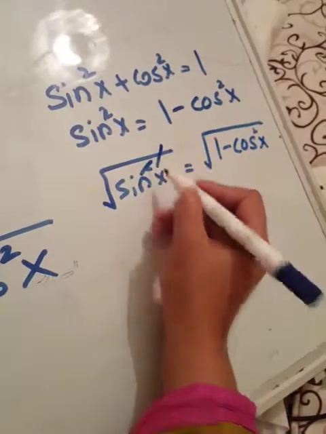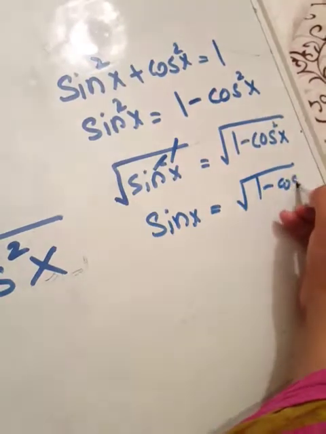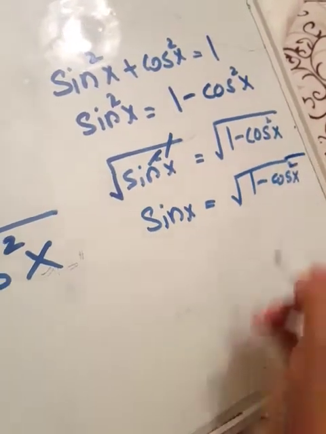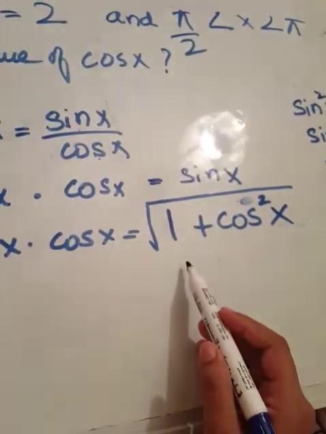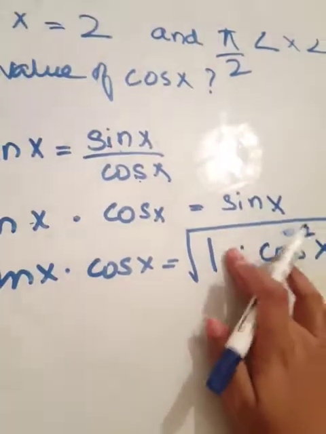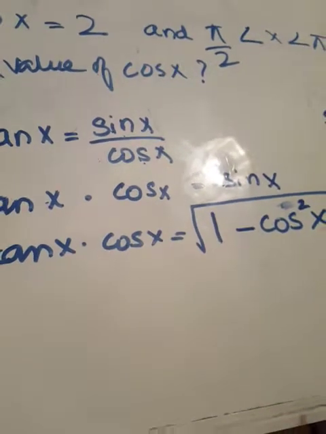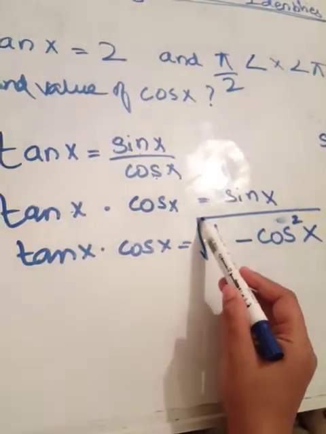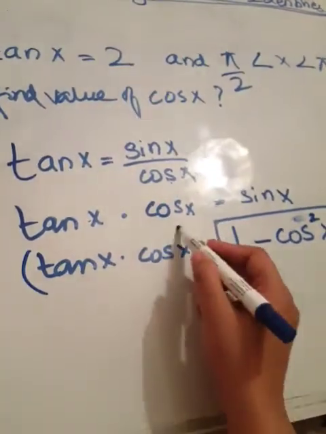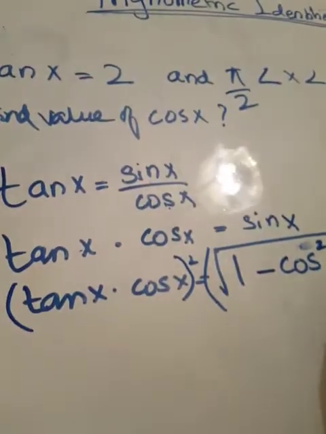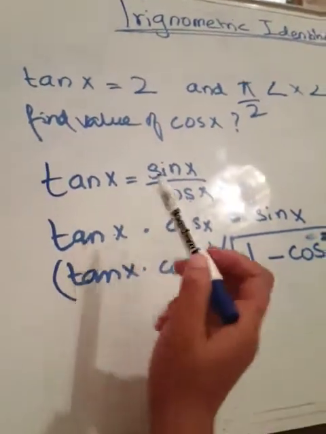So this will cancel this, and your sine x is equal to the square root of 1 minus cos square x. So I just used this particular thing over here. Now I want to delete this square root. If I want to delete this square root, let's square on both sides. What was the first step? Let's go back. What was the first step?